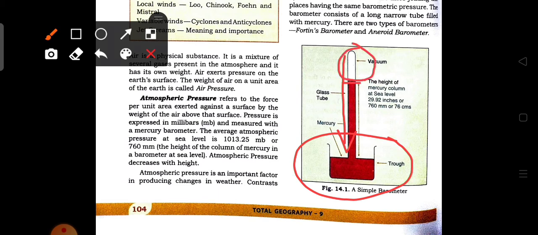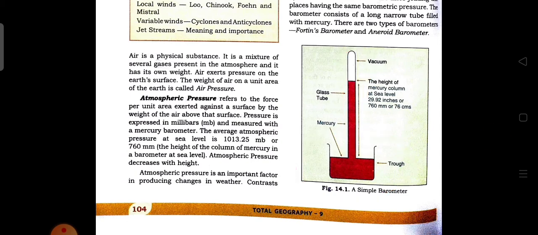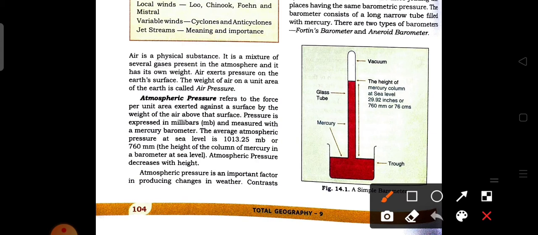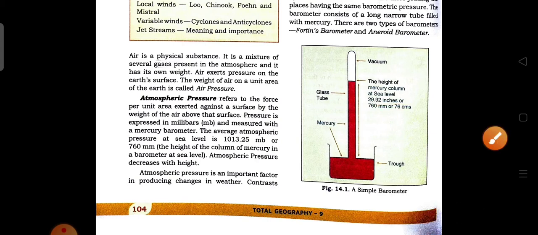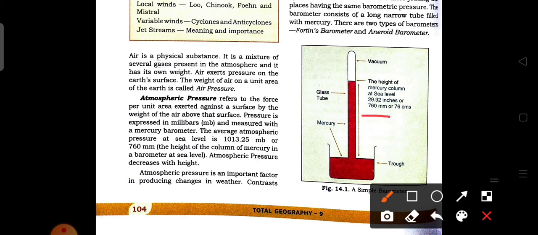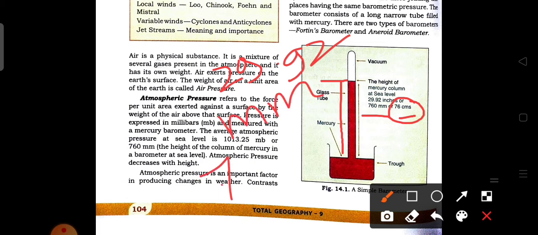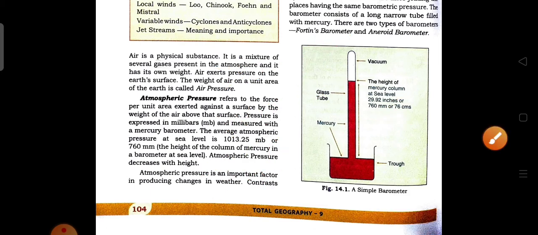Here a vacuum is created, but the mercury rises up to 29.92 inches, which we also call 760 millimeters or 76 centimeters. So 76 centimeters means 29.92 inches, and if we convert the unit to millimeters, it becomes 760 millimeters. That is the mercury level, the height of the mercury column.